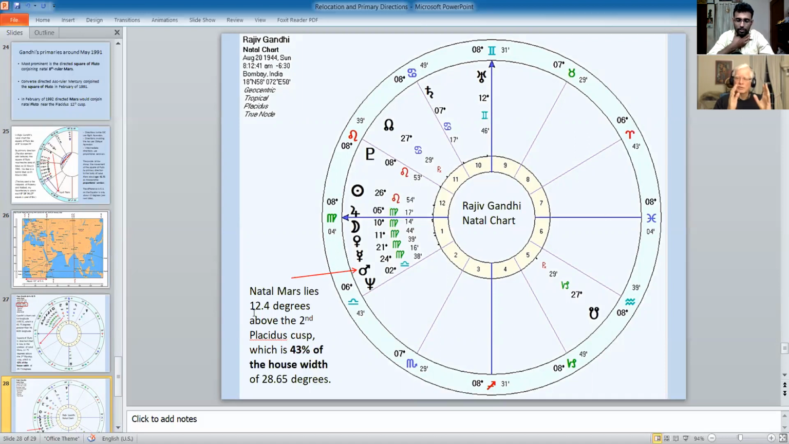So we're not using right ascension. We're not using oblique ascension. We're using the proportional distance along its semi-arc. And I did that within the house itself. You could do it from here to here too, and they'd also be proportionately along their semi-arc the same way.